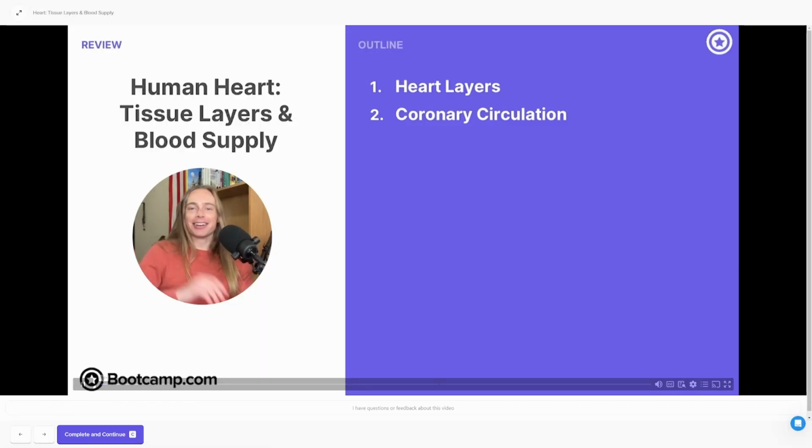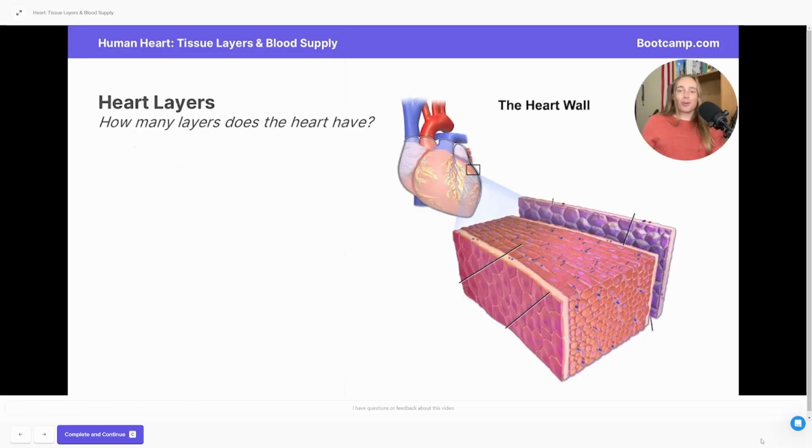Hi everyone, Kelton here. Today we're going to be discussing tissue layers of the heart and coronary circulation, so let's jump right in. Like many other organs, the heart is made up of discrete layers of tissue that differ in their structure and function.